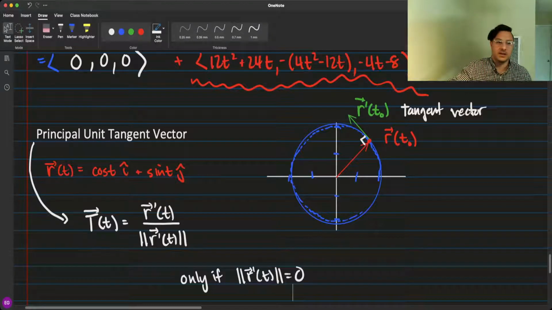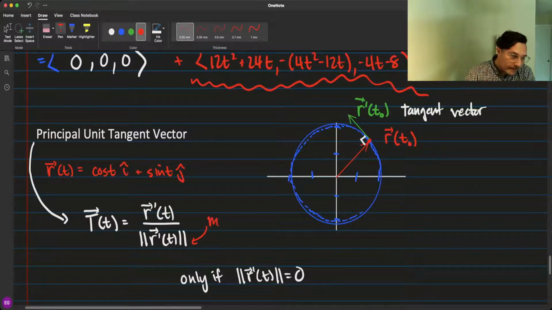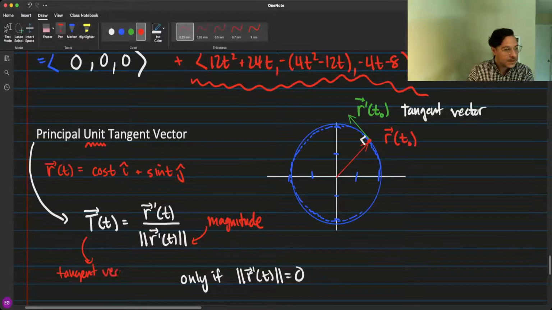Now, what is this operation that I'm doing on the bottom here? What are we doing to the vector r? What is this thing called where you have the two bars? Yeah, it's the magnitude. Good. Whenever you divide a vector by its magnitude, you get a vector with magnitude 1, which is why this is called the principal unit tangent vector. So it gives you a tangent vector, but the magnitude is always 1.